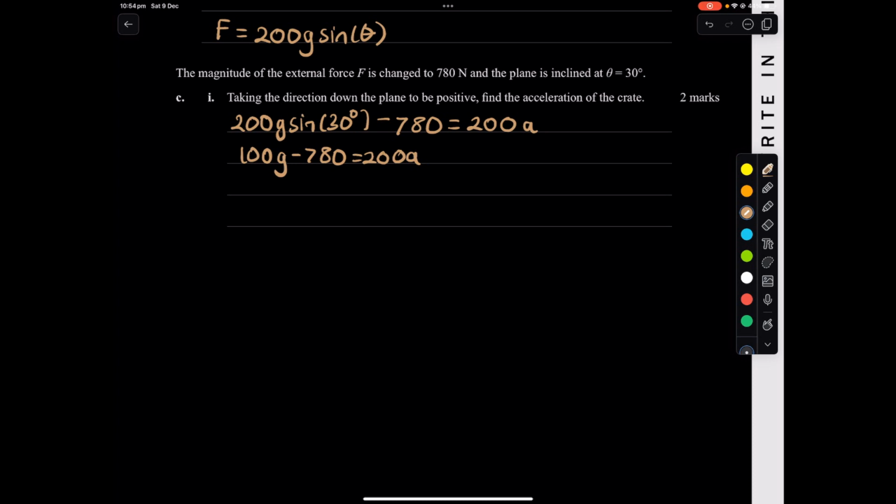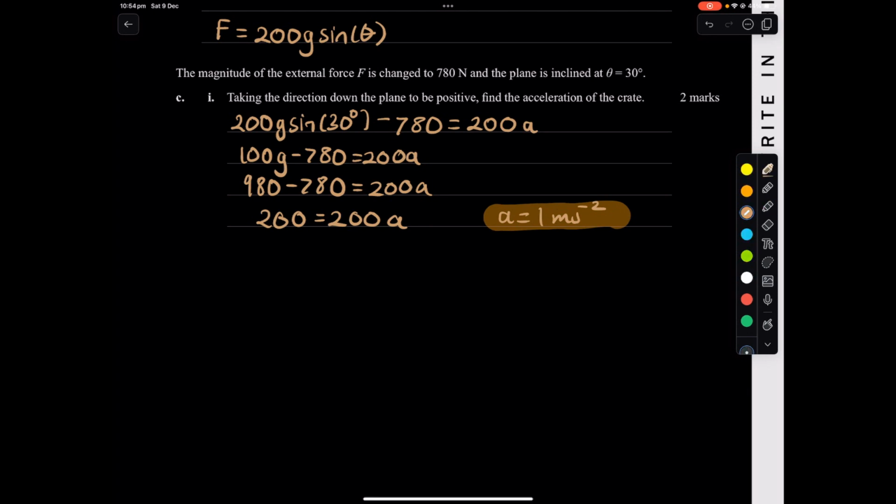And what do we do here? We know that g is 9.8, so 100 times 9.8 is 980. So this is just 980 minus 780 equals 200a, which is 200 equals 200a, hence acceleration is 1 meter per second squared. Done. Easy.